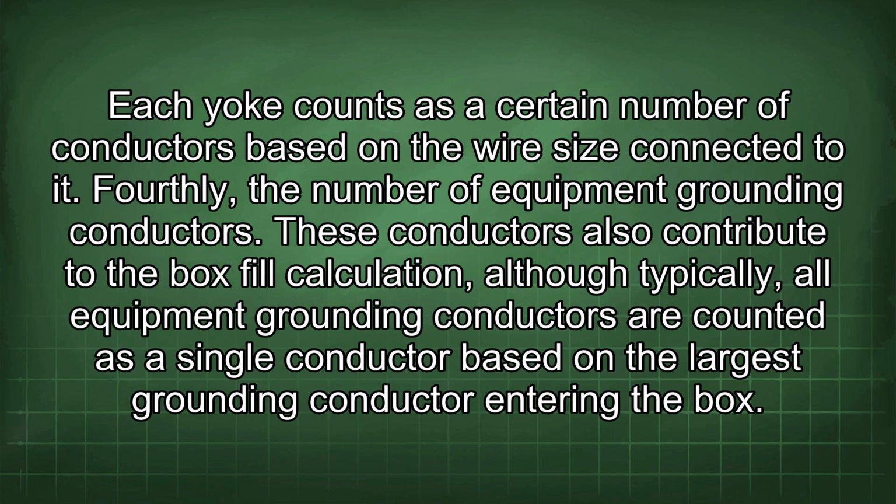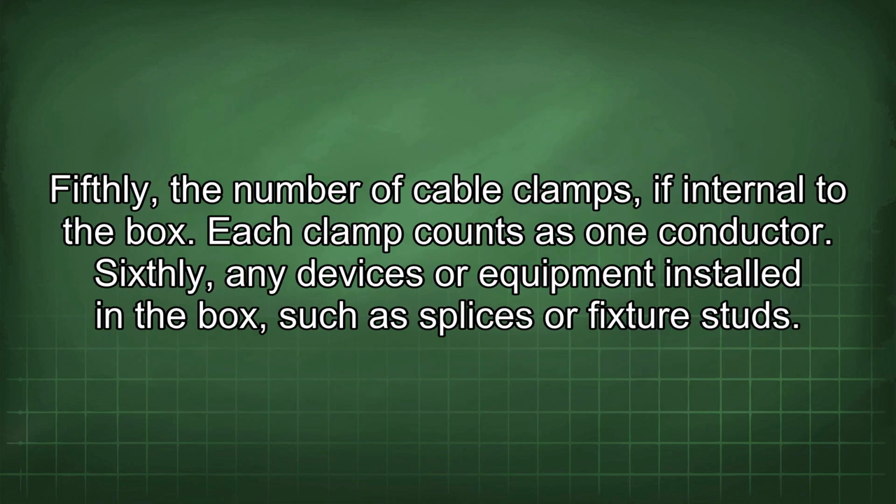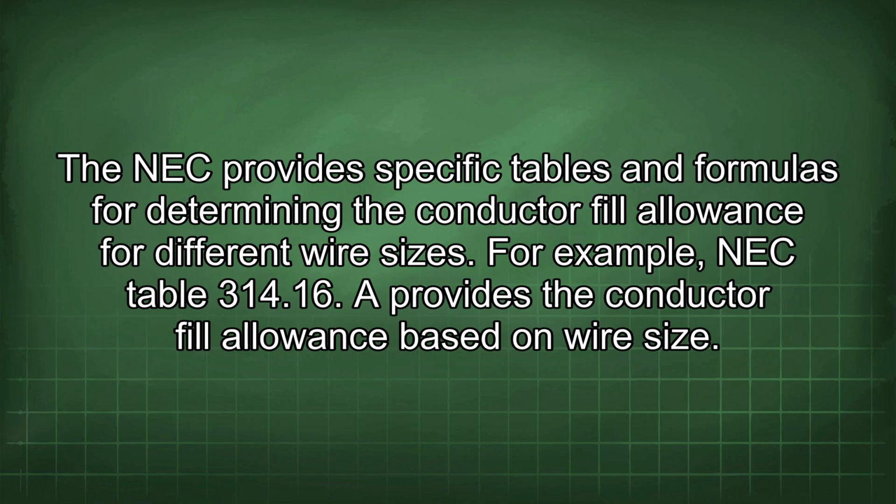Fourthly, the number of equipment grounding conductors. These conductors also contribute to the box fill calculation, although typically all equipment grounding conductors are counted as a single conductor based on the largest grounding conductor entering the box. Fifthly, the number of cable clamps, if internal to the box. Each clamp counts as 1 conductor. Sixthly, any devices or equipment installed in the box, such as splices or fixture studs. The NEC provides specific tables and formulas for determining the conductor fill allowance for different wire sizes.